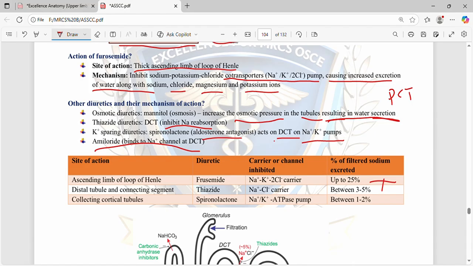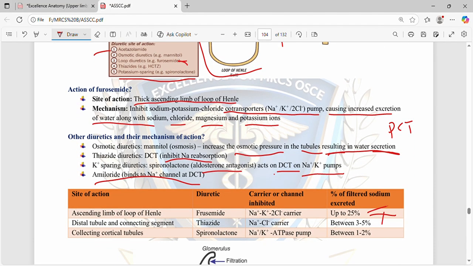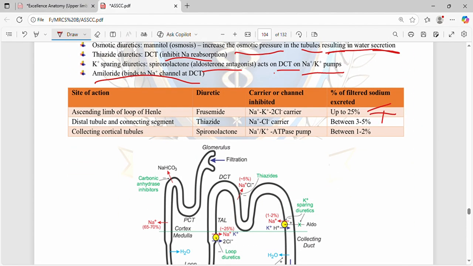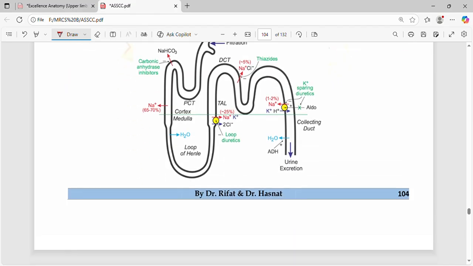Okay, so they are also showing you the percentage of water as well. About 65 to 70% of the body water is absorbed in the proximal convoluted tubules. The rest is about 25% in the loop of Henle, then 3 to 5% in the distal convoluted tubule, and 1 to 2% in the cortical collecting tubules, where spironolactone and the sodium potassium ATPase pump act. So we have these.